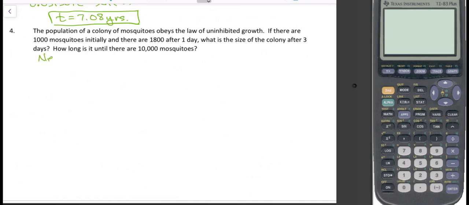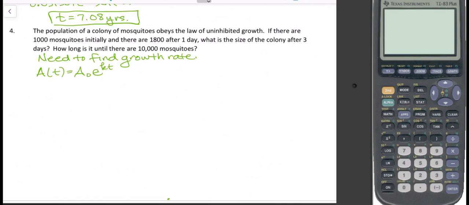So I need to start first finding that growth rate. If I start with the basic formula for exponential growth, it's A of t equals the initial amount, e to the kt. No negative in front of the k this time because this is a growth problem. So I want to figure out what k is. That means I need a final amount, an initial amount, and a t.